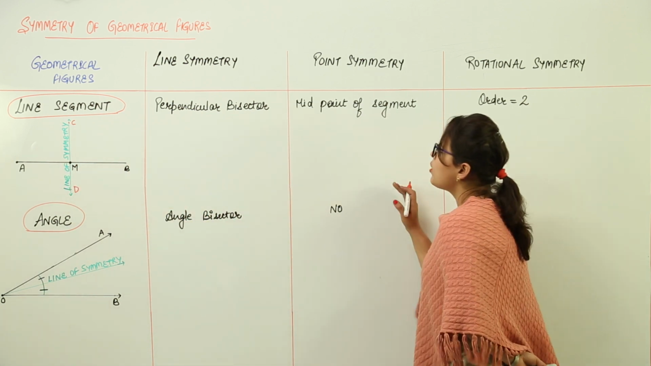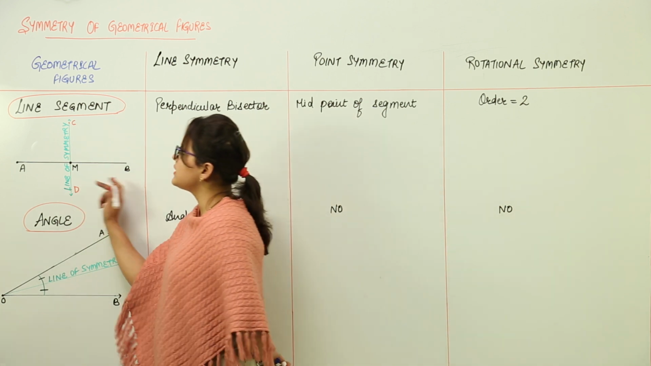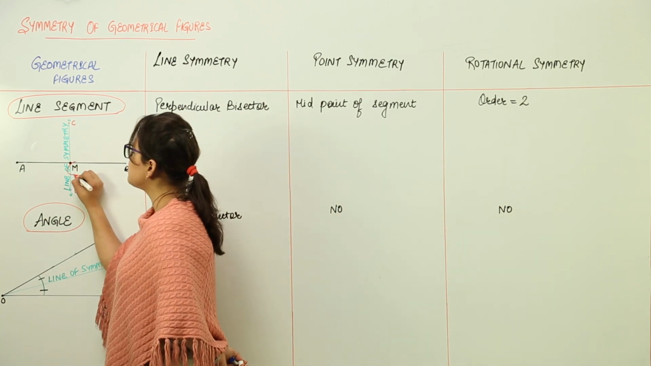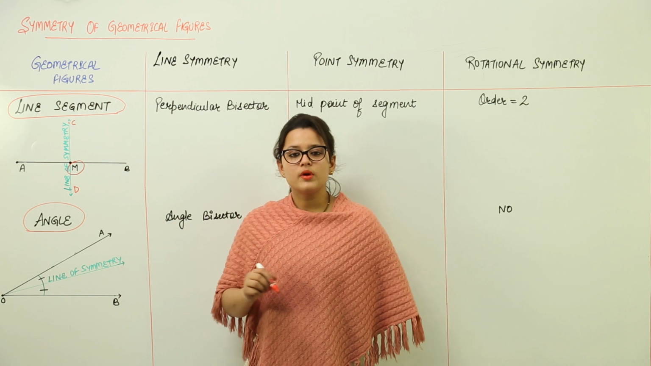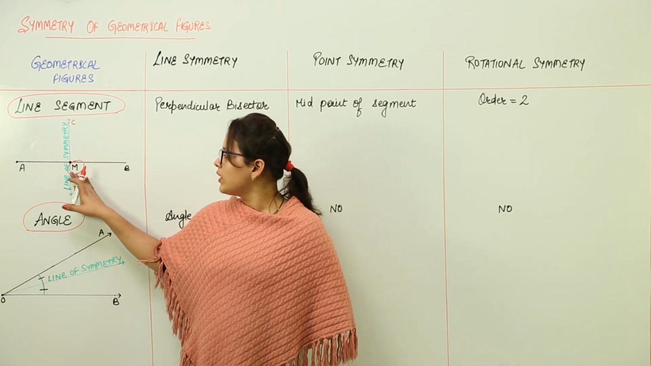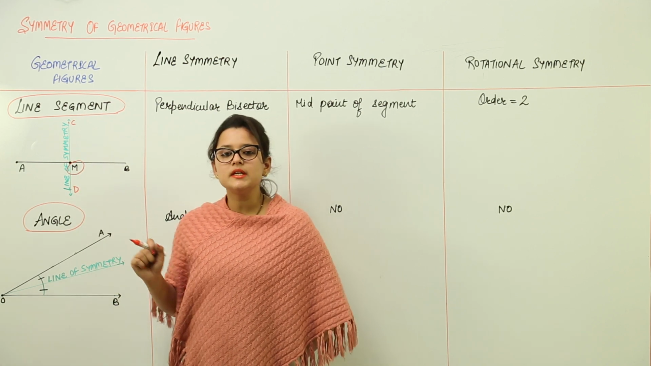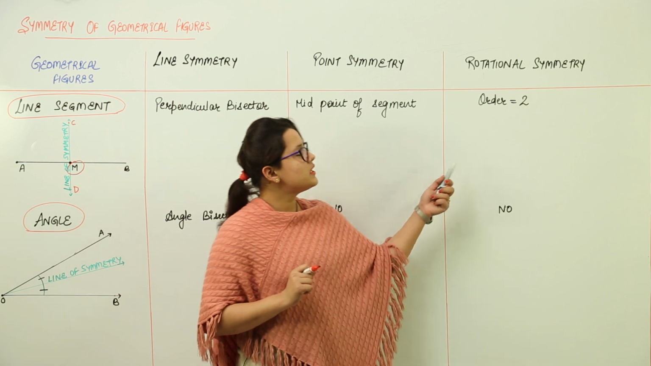We have the point symmetry. The point symmetry is the midpoint of this line segment, and the midpoint for this line segment is point M. So, M is the point symmetry. That means if you want to check point symmetry, you will have to check it for point M on the line segment AB.